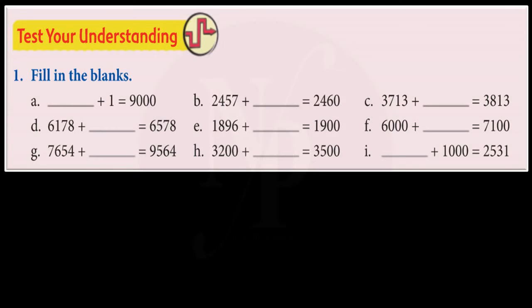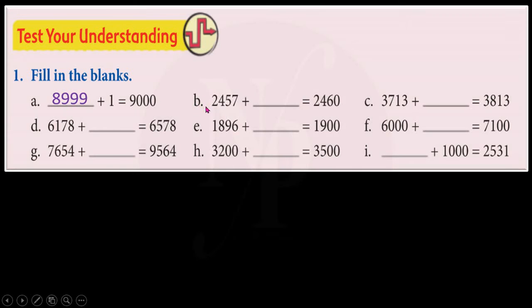And now tell me the number which is 1 less than 9,000. Yes, it is 8,999. So if we add 1 to 8,999, you will get 9,000. So like this you have to answer these questions. These are simple, and by looking at these numbers you can guess or find the answer.